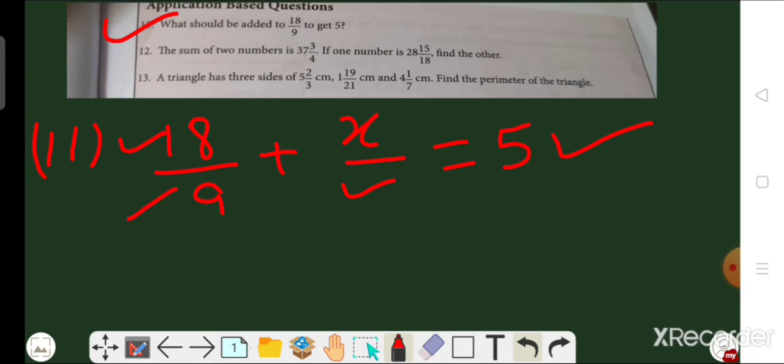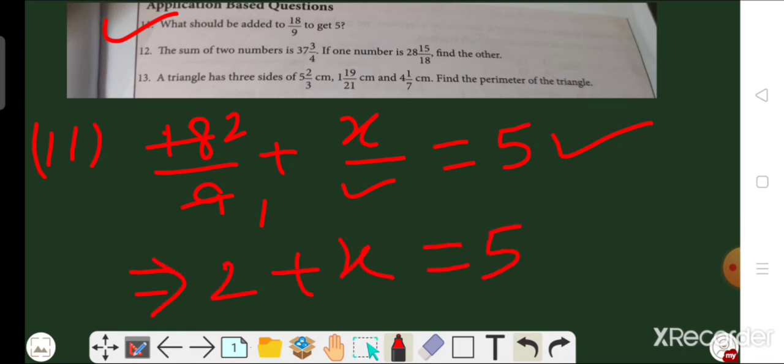This is 18 by 9. We can convert this 18 by 9 into the simplest form by cancelling the common factor. And 9 is the common factor between 18 and 9. When we cancel the common factor, this will become 1 and this will become 2. So this is equal to 2 plus x equal to 5.